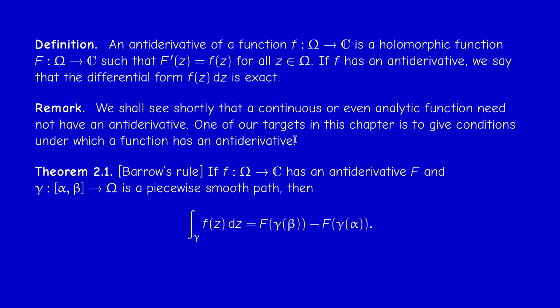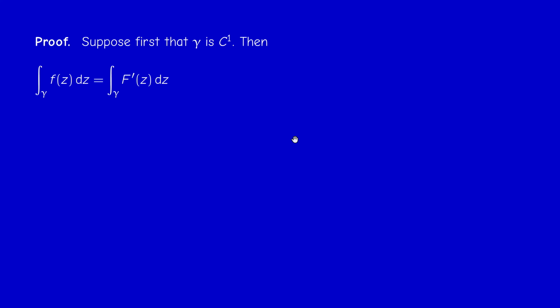So it's very easy. Why? Let us, as usual, start with the easy case. Suppose that gamma is just smooth. What happens? Then I write the integral of f as the integral of F prime, because capital F is an antiderivative. And I just apply the definition or a consequence of the definition. Because I'm assuming that gamma is smooth, I don't need to decompose here.